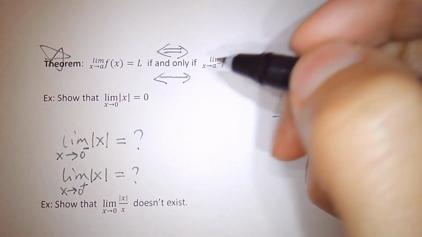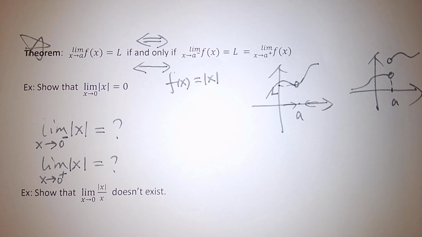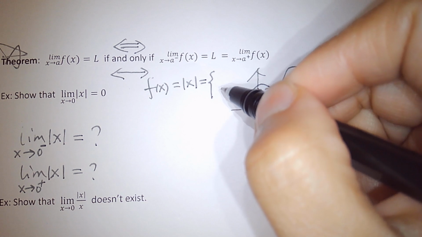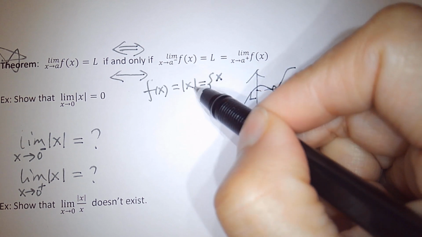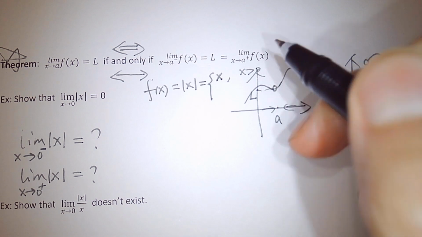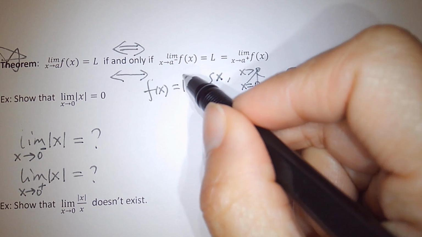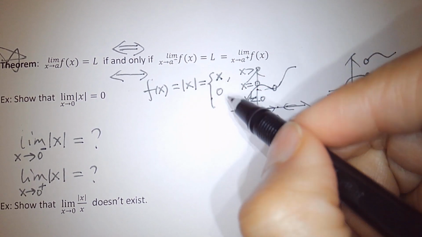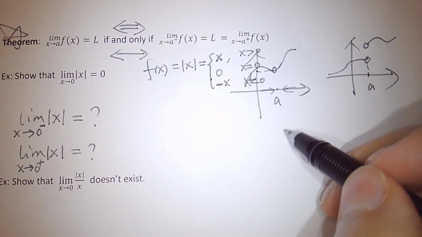What is the function in this problem? The absolute value function, which we can consider as a piecewise defined function. What are the pieces? When x is positive, the absolute value of x equals x itself. We learned this before. When x equals 0, the absolute value of 0 is 0. When x is less than 0, the absolute value of x is negative x.